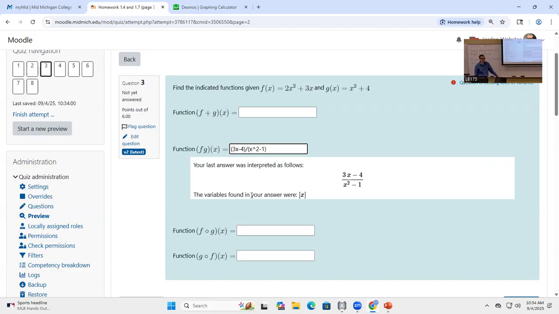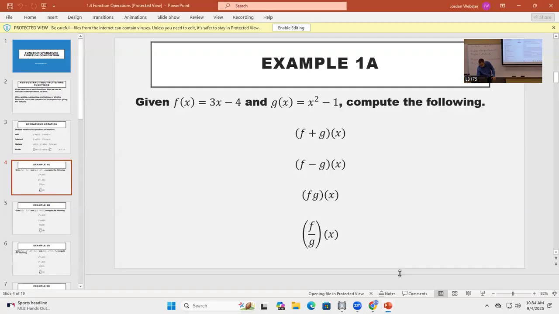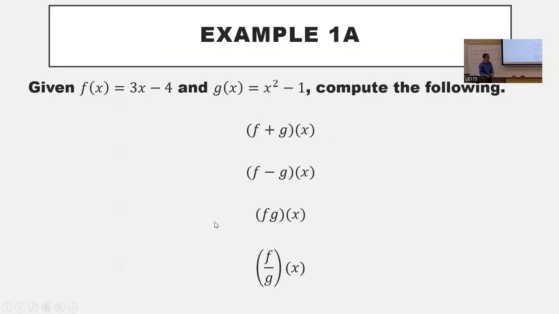Does that make sense? So this function that I have written on the board, which is f divided by g of x, does have a restricted domain, but again, that's not the important thing to this section.